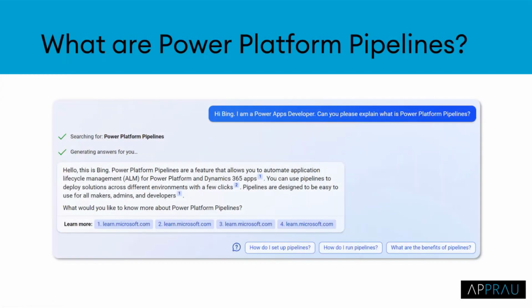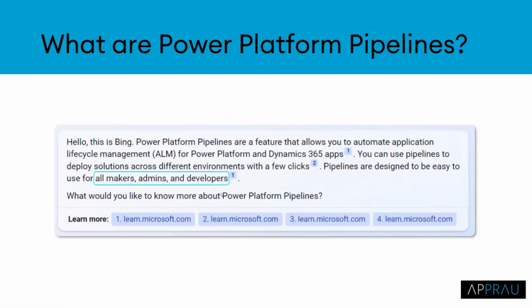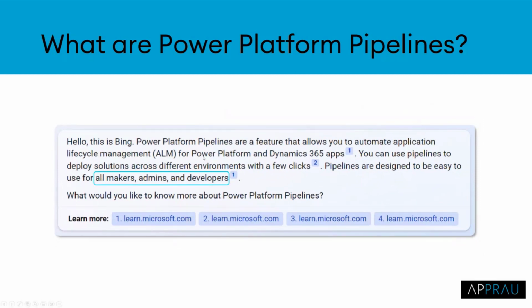So what are Power Platform pipelines? I asked Bing what it is, and Bing says it is a feature that allows you to automate ALM for Power Platform and Dynamics. You can use pipelines to deploy solutions across different environments with a few clicks. Pipelines are designed to be easy for all makers. This was interesting, it says all makers, admins, and developers, right? So this is not just for developers.